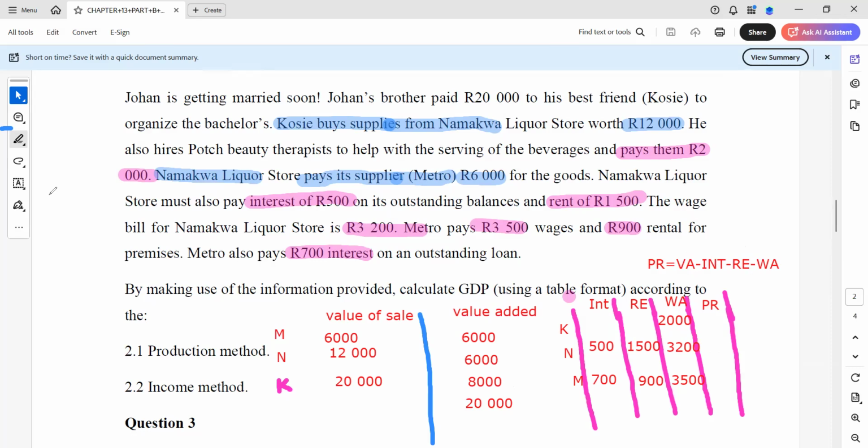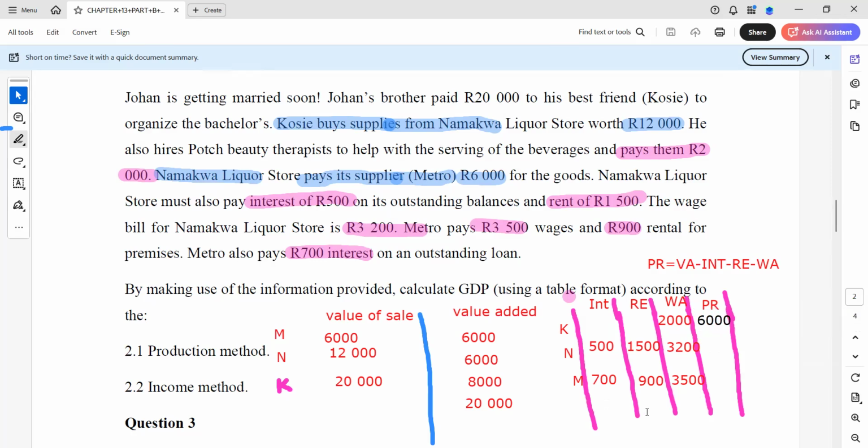And you're going to get, so I'm gonna use a different color for this one. So you're going to get what? You're gonna get 6,000. This is the profit that K made. Is it 6,000? 8 minus 2, yeah, it's 6.